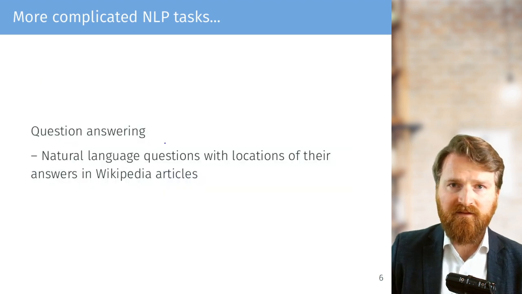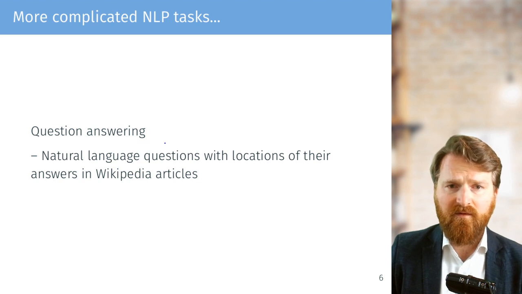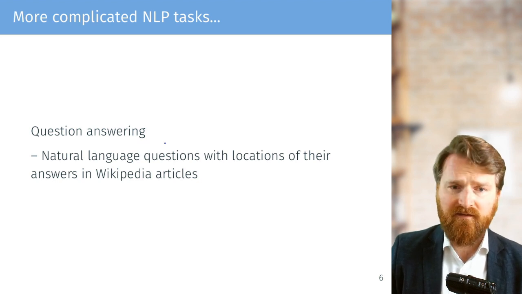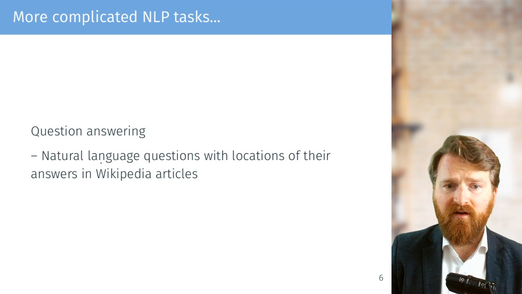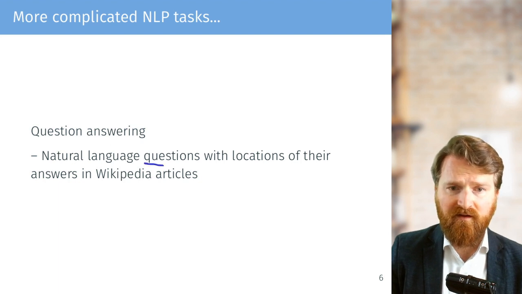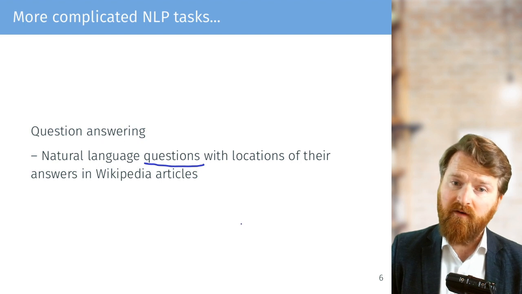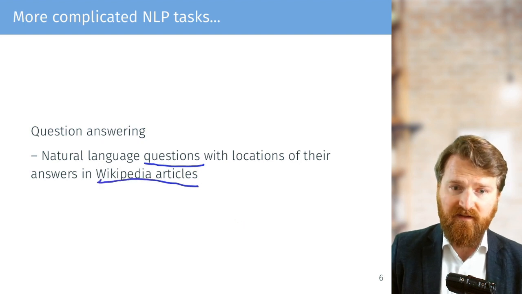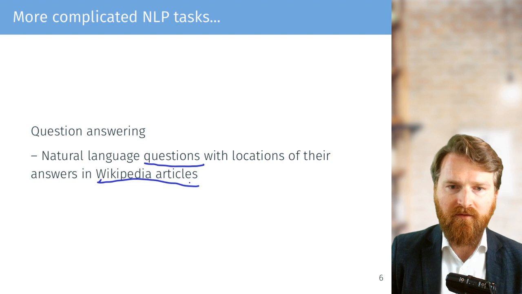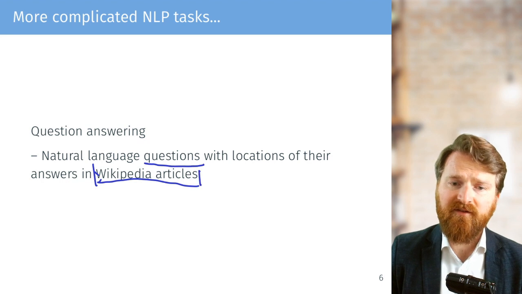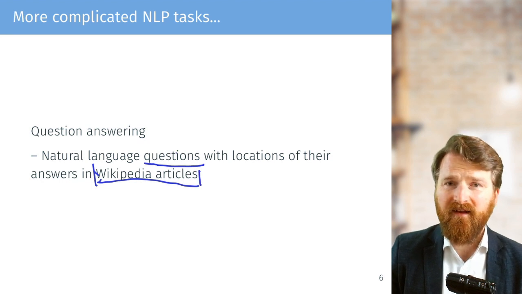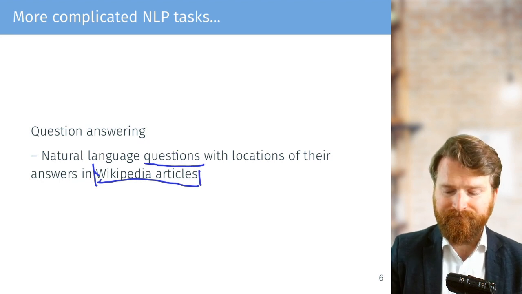And here's the last example of an NLP task, which I don't show in detail, but it's quite self-explaining. It's question answering, where there's a question in natural language, and there are some locations of its answer or answers linked to Wikipedia articles. So the goal is to determine the markers in the Wikipedia articles given the question. So it's answering a question basically by finding where the answer is.